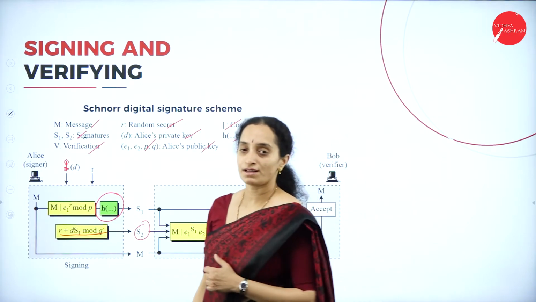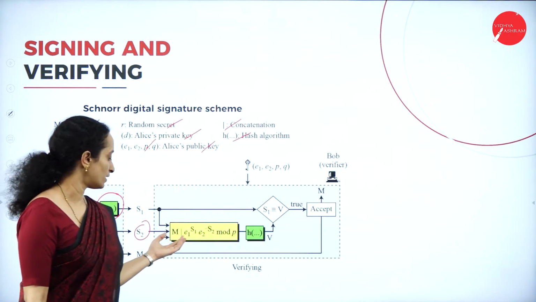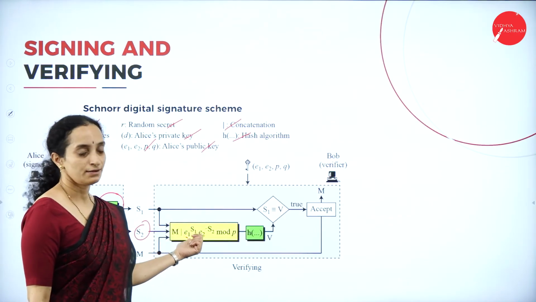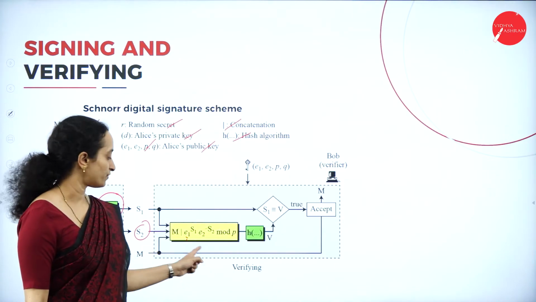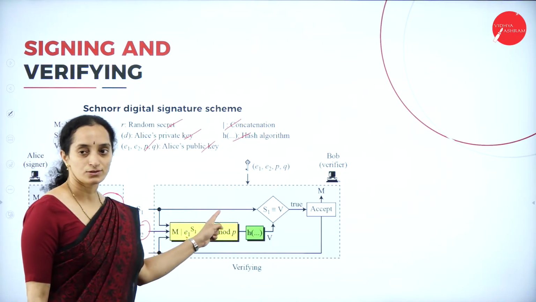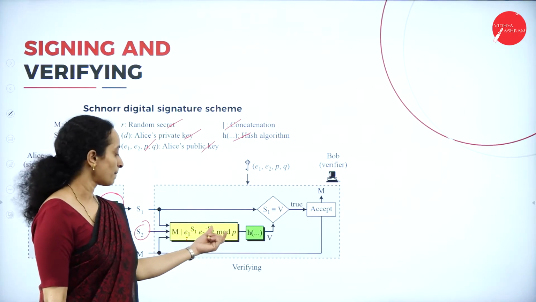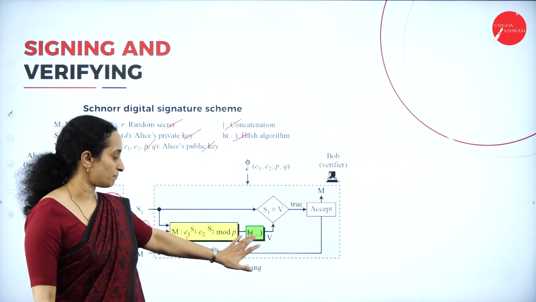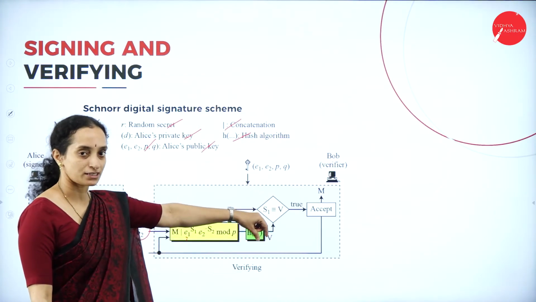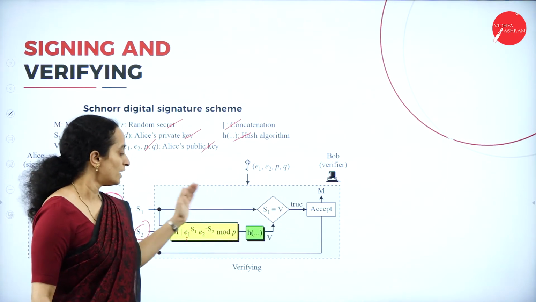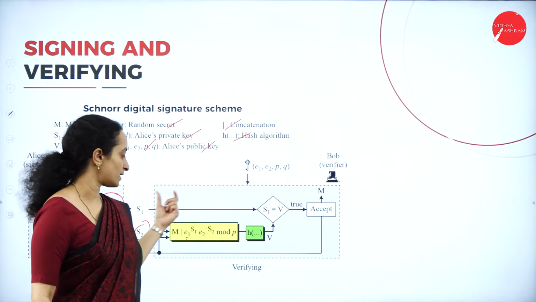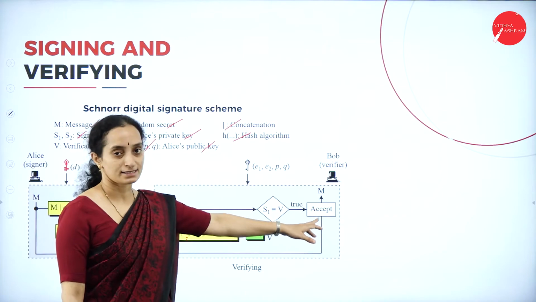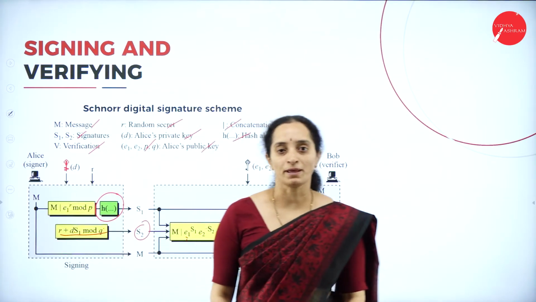At the receiver end, you can view here, again concatenated. The message is concatenated with E1, empirical value 1 to the power of S2, empirical value 2 to the power of minus S1, mod P, and a hash function is applied which gives the verification value. It is made congruent with signature 1. When it returns true, the message is accepted, else the message will be rejected.